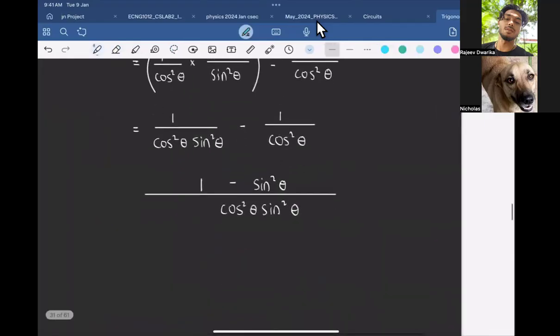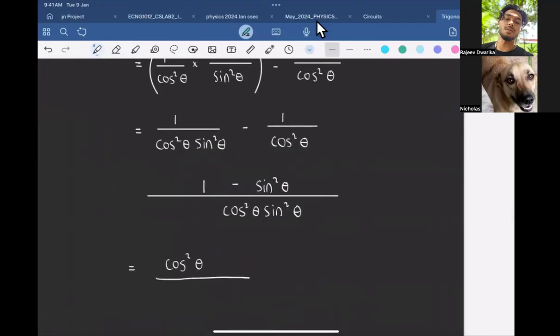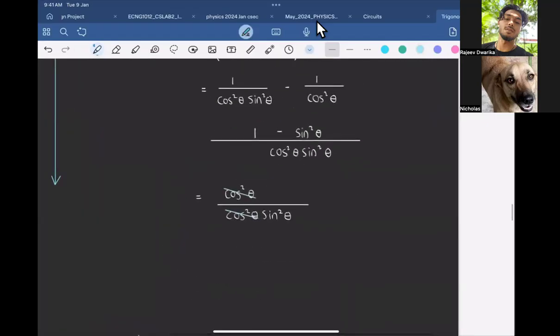You think that will help us? And when we change that 1 minus sine squared theta to cos squared theta, what do you see happening? You could cancel out the cos squared theta. So what we end up with is 1 over sine squared theta. And is that what we wanted to prove? Yeah. Once you follow these steps, you'll be fine. It's just plenty of practice, plenty of practice. Write it up easy.